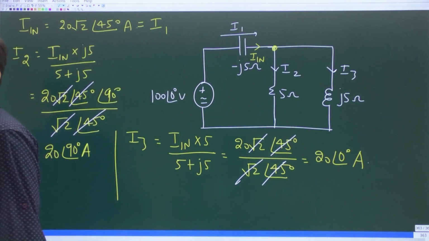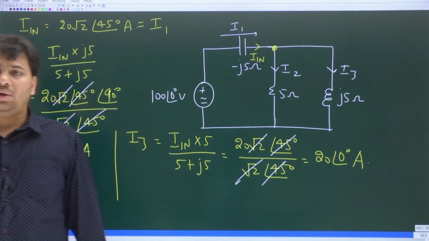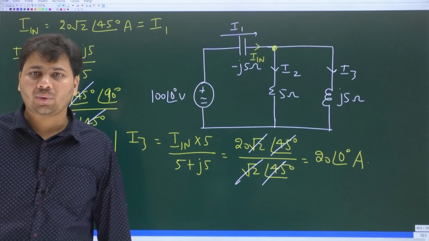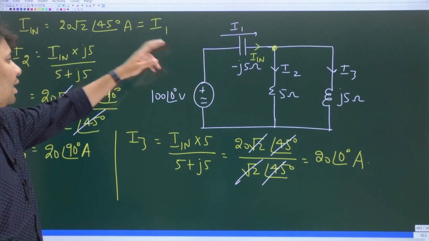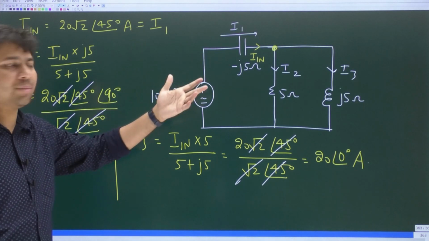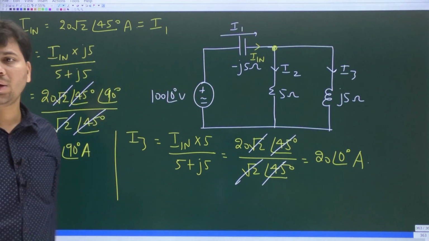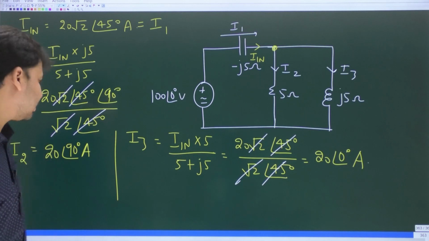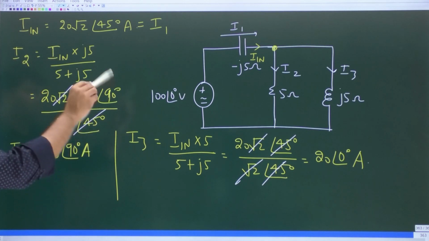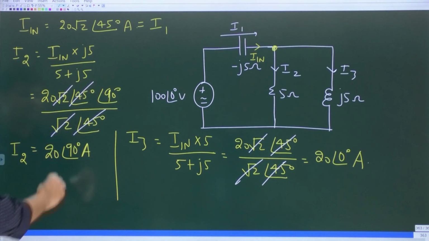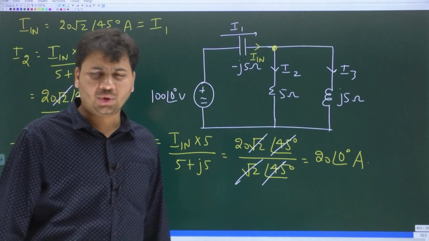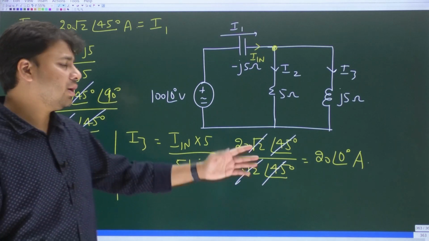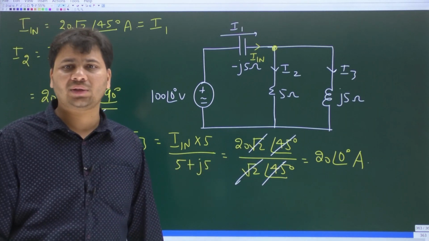So these are the final values of I1, I2 and I3. Capital I1, capital I2 and capital I3. Capital I1 is the same as the phasor input current, which is 20 root 2 at an angle 45 degrees amperes. I2 is the current through the resistor, which is 20 at an angle 90 degrees amperes. I3 is the current through the inductor, which is 20 at an angle 0 degrees amperes.